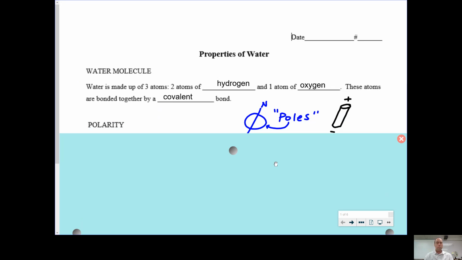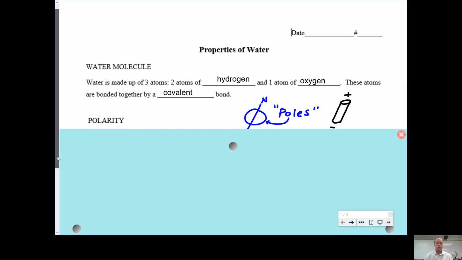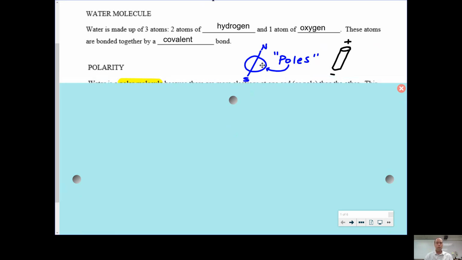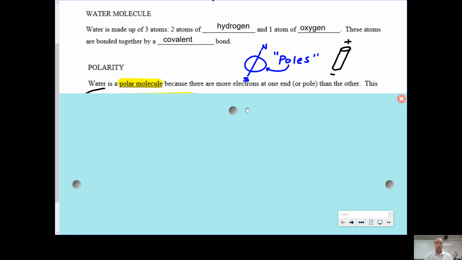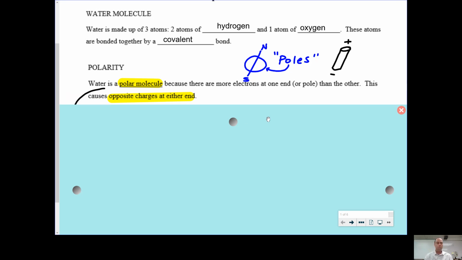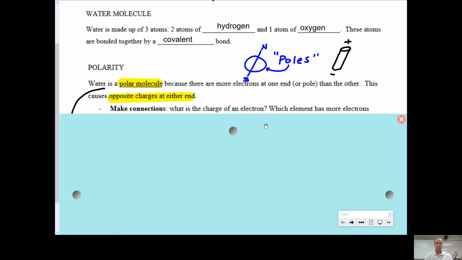One of the key properties of water is polarity. When you see the word polarity, you should be thinking of the North and South Pole, or the poles of a magnet, where there's a positive end and a negative end. So water has polarity. It has poles. It has more electrons at one end or pole than the other, and this causes there to be opposite charges at either end. The end that has more electrons is going to end up with more of a negative charge.